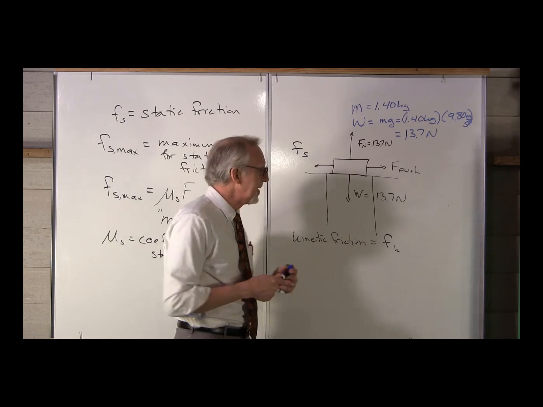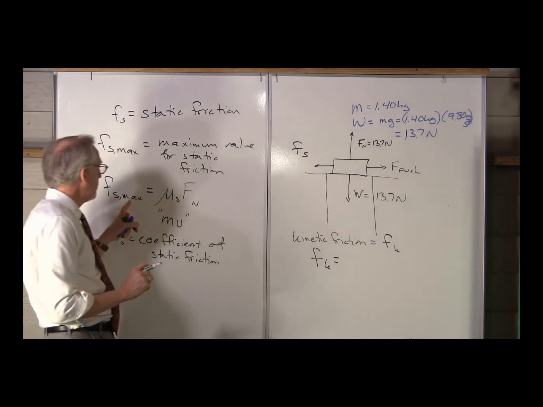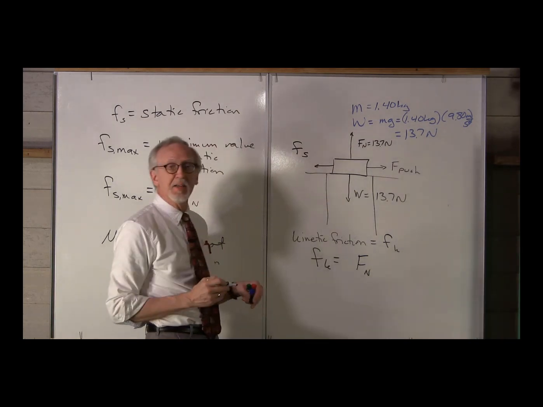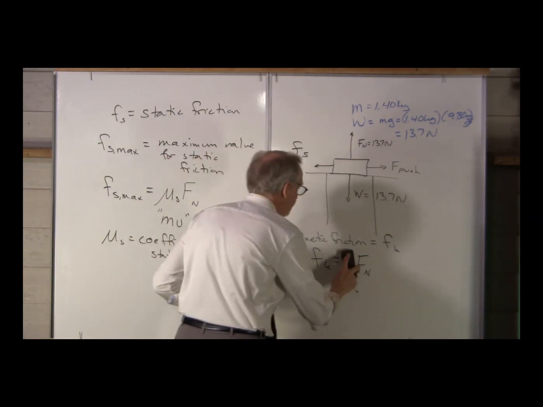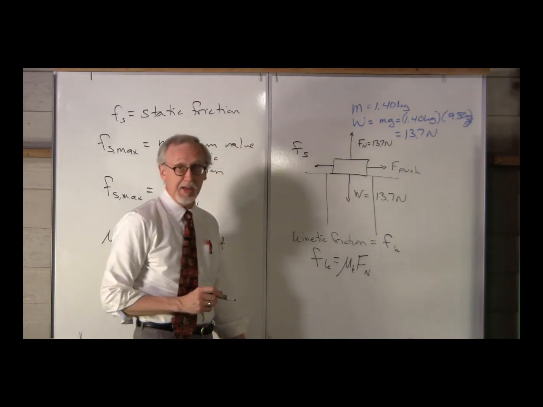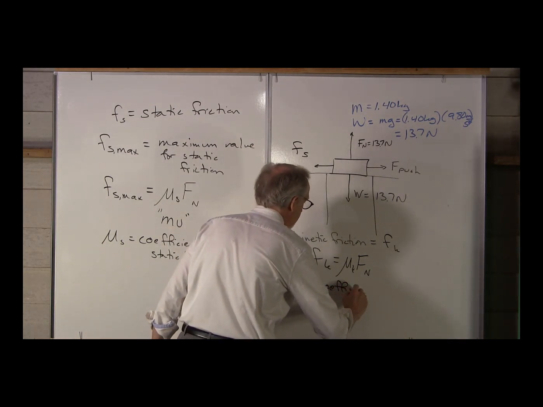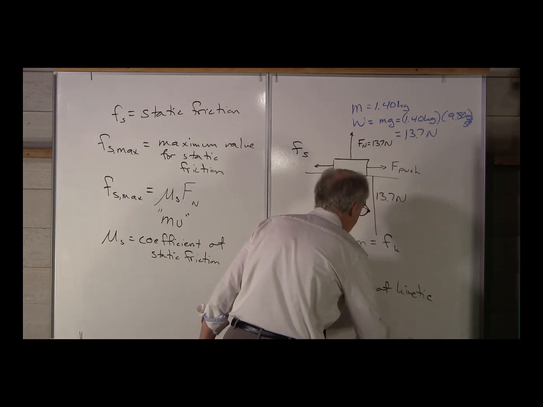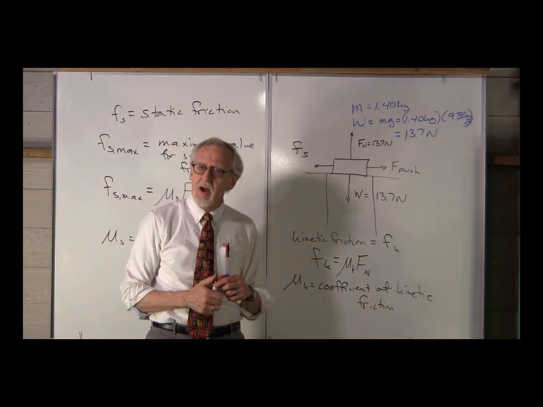In that case, we can then say that F sub k, very similar to Fs max, equals the normal force with a constant of proportionality. That is just about the worst mu I've ever written. With a constant of proportionality of mu sub k, where mu sub k is the coefficient of kinetic friction. Coefficient of kinetic friction. Very, very good.